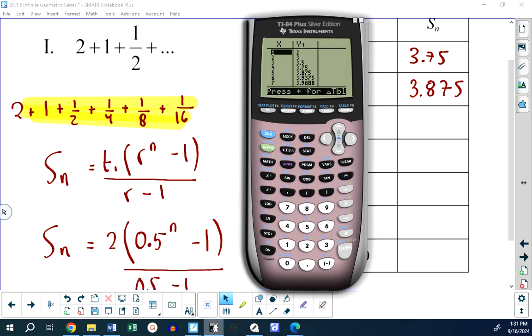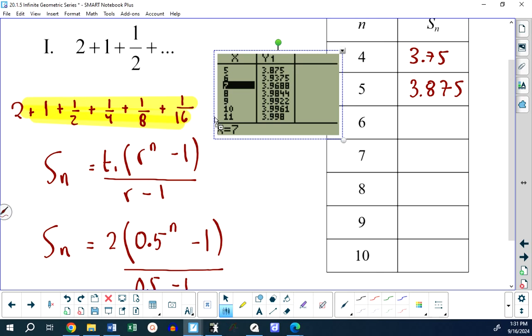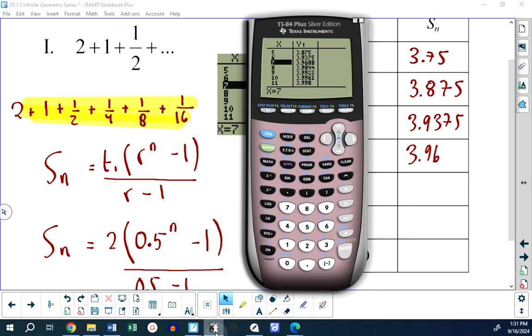Okay, so let's just fill in these. So, man, oh man, 3.9375, 3.96. I can tell you right now, because I'm familiar with these numbers, that this will actually be 3.96875, if anybody really cares. And you can prove that by going over here. Not that it matters. This is not the point, okay?